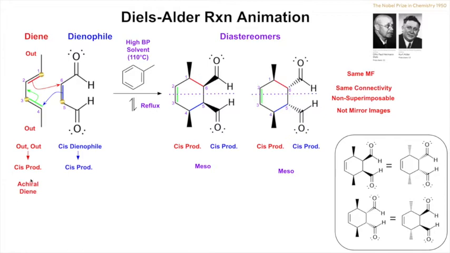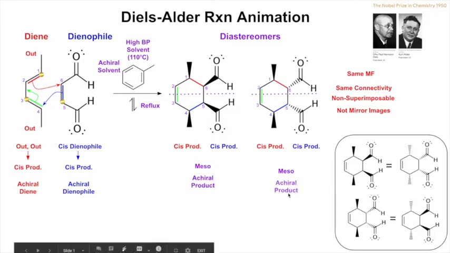This one's an achiral diene, right? It's the same as its mirror image. This one's an achiral dienophile. It's the same as its mirror image. The toluene solvent, achiral, same as its mirror image. This product is meso, so it's achiral. This product's also meso, it's achiral. If you draw their mirror images, they're exactly the same. And so you started with achiral reactants, so what should we get? Achiral product mixture, and we did.